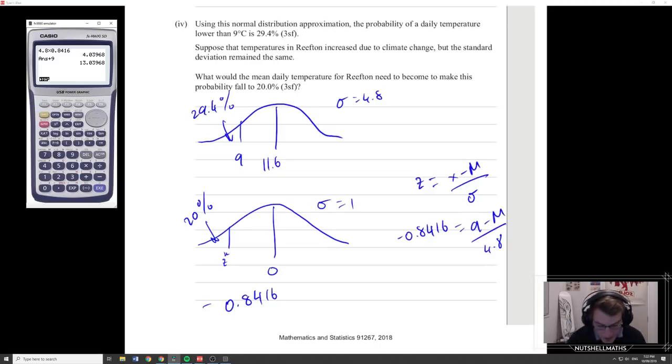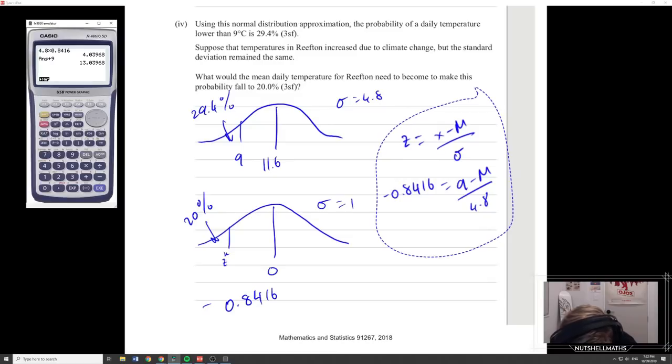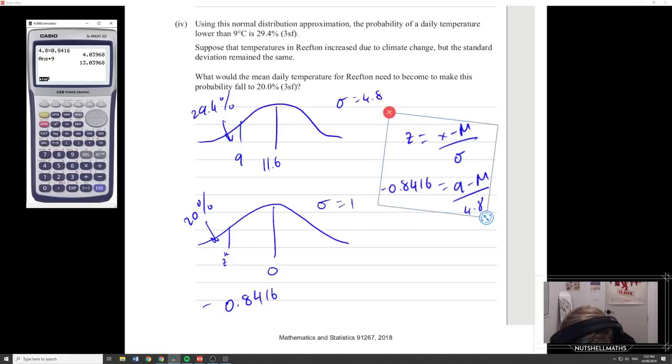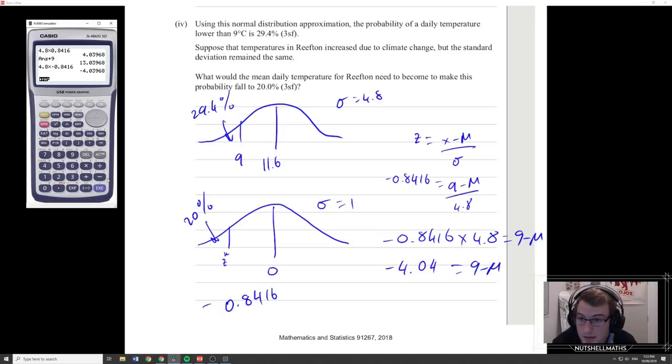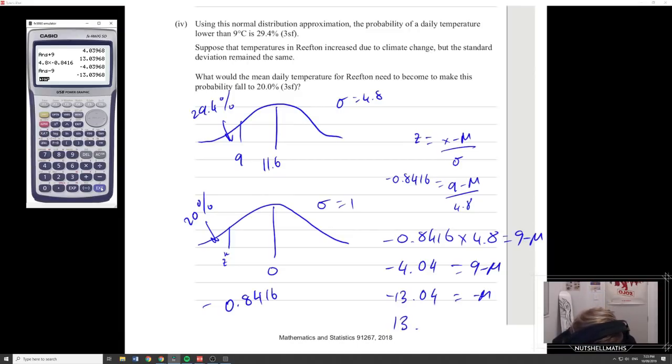9 minus the mean. So we've got this formula here. Let's move this stuff. Can we rotate it? There you go. Boom. Okay. So we've got this formula here. We've got minus 0.8416 times 4.8 equals 9 minus the mean. Type this in. 4.8 times minus 0.8416 is minus 4.04 equals 9 minus the mean. We subtract 9. Minus 13.04 equals minus the mean. Therefore 13.04 is the mean.